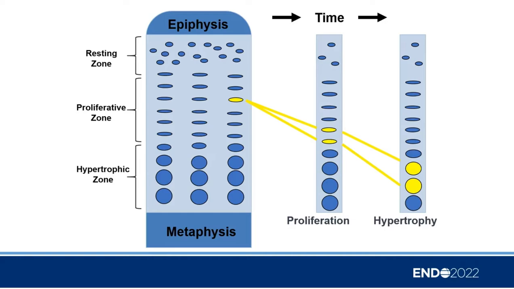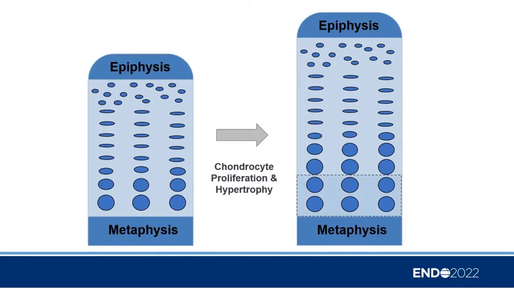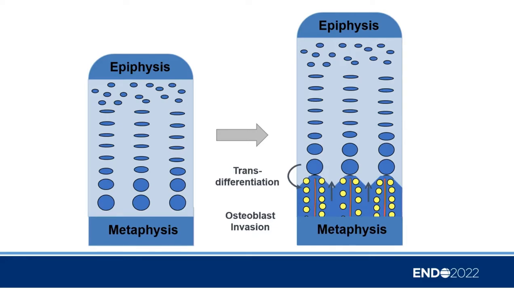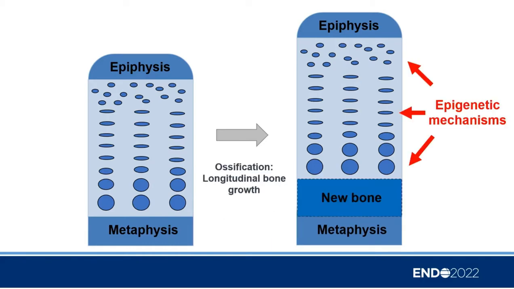This process of chondrocyte proliferation followed by hypertrophy leads to formation of new cartilage tissue, which is then replaced by bone tissue because of osteoblasts coming from below, or these chondrocytes transdifferentiate into osteoblasts. Either way, this process leads to formation of new bone, and so there you go, longitudinal bone growth. My talk is going to focus on discussing the epigenetic mechanisms that regulate this process in the growth plate.